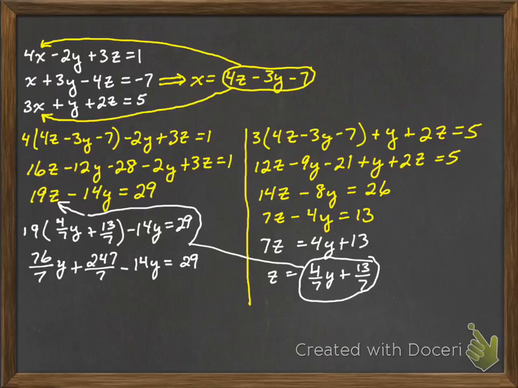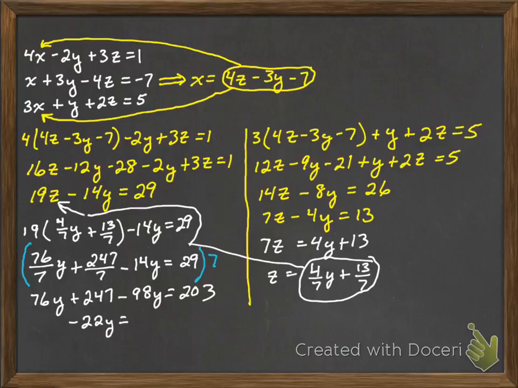All right, so our next step is we want to simplify this equation a little bit. So we're going to multiply the whole equation by 7 because that will get rid of the fractions here. So multiplying by 7, this becomes 76y plus 247 minus 98y equals 203. Combine like terms, 76y minus 98y is negative 22y. Subtracting 247 over to the right will give us negative 44. And dividing gives us y equals 2.